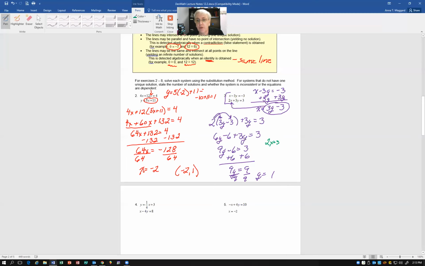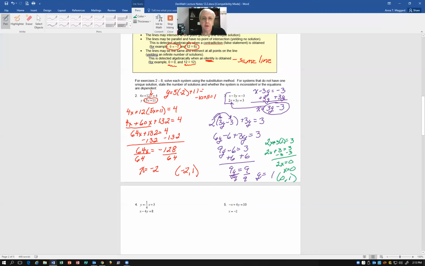2x equals, plus 3 times 1 is 3. 2x plus 3 is 3. And when I subtract 3 from both sides, I get 2x is 0, so x is 0, so my answer is 0, 1.